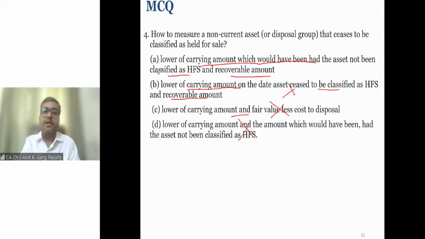So what is the right option? Lower of the carrying amount which would have been had the asset never been classified as held for sale, and the recoverable amount. So A is the right option. Is that clear, friends? A is the right option. Is that clear or not clear?